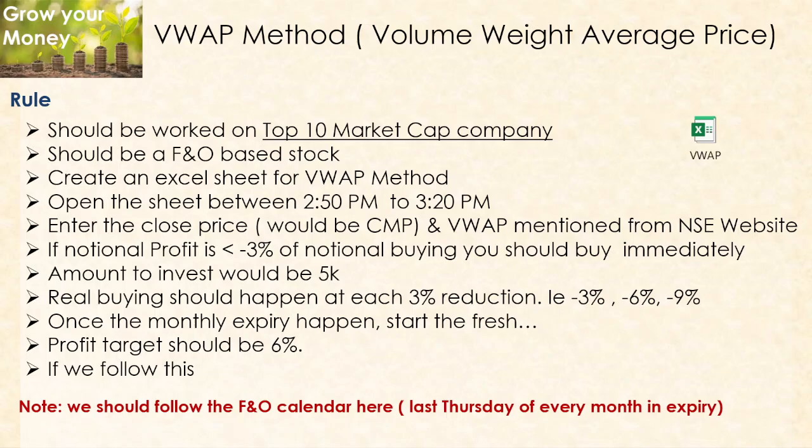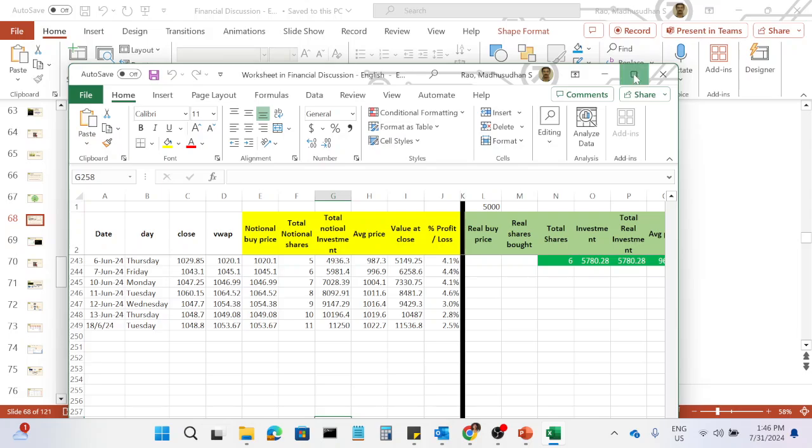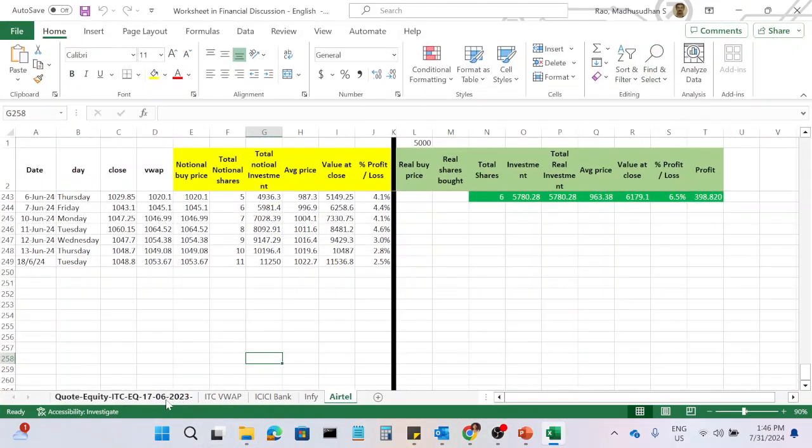Normally, it doesn't go to minus 9%. Before minus 6%, you will be able to make a profit here. Whenever the profit goes to 6%, we exit and then invest in other stocks. Let's try to understand this with an example. I have used the previous data for ITC here, and computed it.